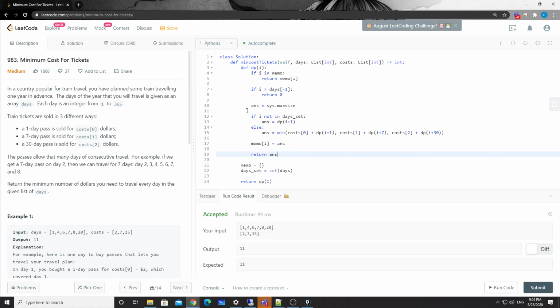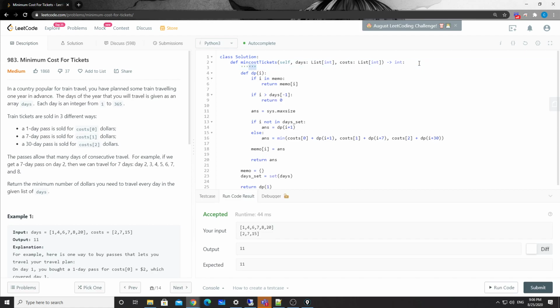Okay, so pretty straightforward, right? I think the only tricky part is this one, basically for both the top down and bottom up. If I is not in the date set, it means that we don't have to travel, so we can simply move the state forward by 1. Otherwise, we just try all the 3 possible passes here, collect the different costs, and then pass this to the future days. Okay, so that's the top down.